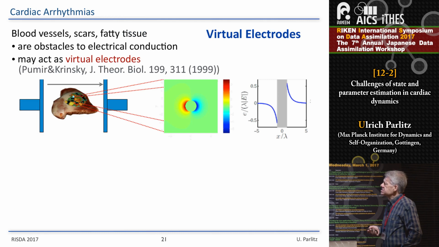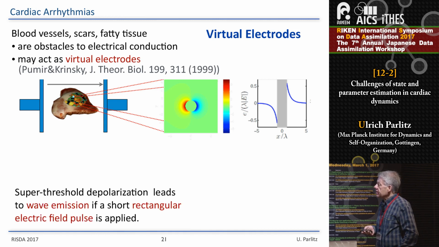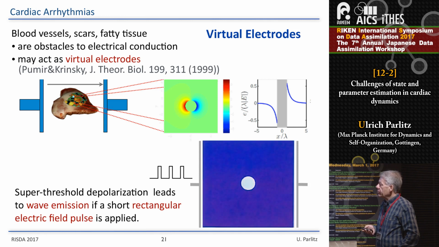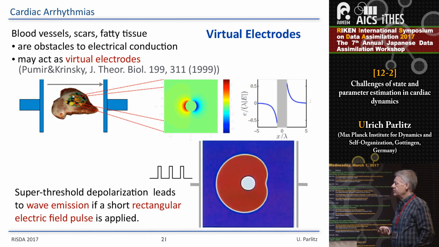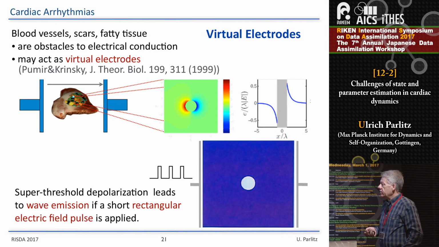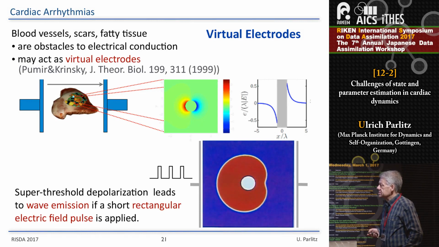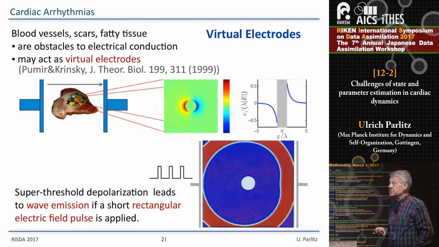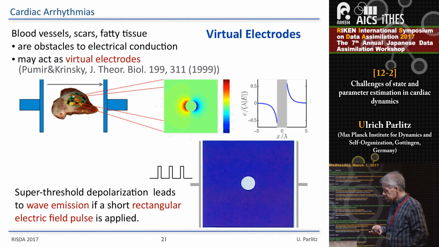And one important concept is the idea of so-called virtual electrodes. Pumir and Krinsky discovered that if you put a heart in an electric field and you apply this field, then around so-called obstacles, which are basically blood vessels in the heart, scars, or fatty tissue, you have a hyperpolarization and a depolarization. And if this exceeds some threshold, then you can excite a wave from the obstacle. So here is a simple simulation indicating this phenomenon. We have the field across the capacitor plates, and whenever we apply a field, we can induce such a local wave which is emitted from this obstacle. Therefore it is called a virtual electrode.